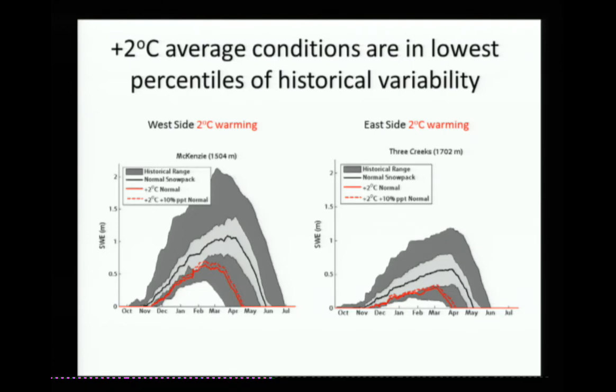And the black solid line is the historical normal snowpack. The shaded gray regions are the interquartile range bounded by the minimum and maximum. Plotted on with the red solid line is the 2-degree warming climate normal snowpack. And then the dashed red line is a 2-degree warming with a 10% increase in precipitation. So we add 10% to all the precipitation records. So the take-home message from this is twofold. First, that with the 2-degree warming, the normal snowpack is in the lowest percentiles of the historical range, and that a 10% increase in precipitation does very little to change that sensitivity. So it's a temperature-driven signal.